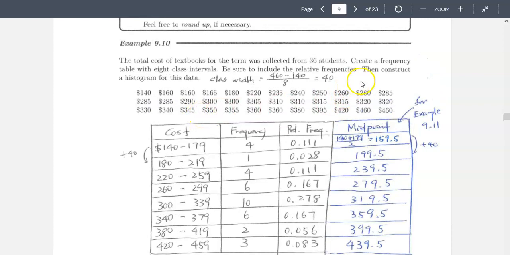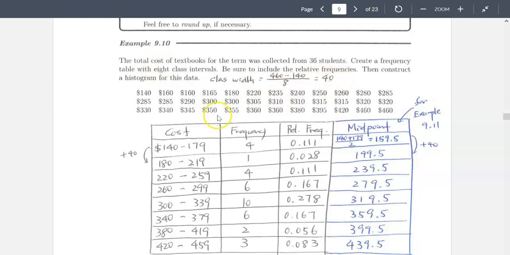The way to do it is this: you look at your data set, you take the biggest number, which is 460, minus the smallest number, and divide by 8. Now, where did I get the 8? They will preset that for you. In this particular question, they want to divide into 8 classes. Once you divide this, you get 40.